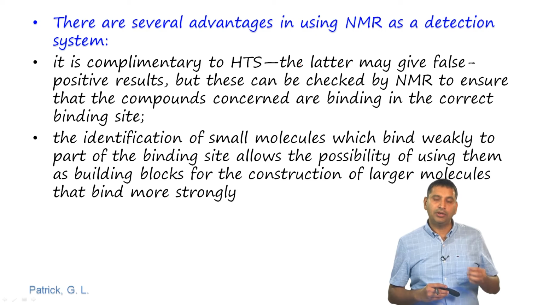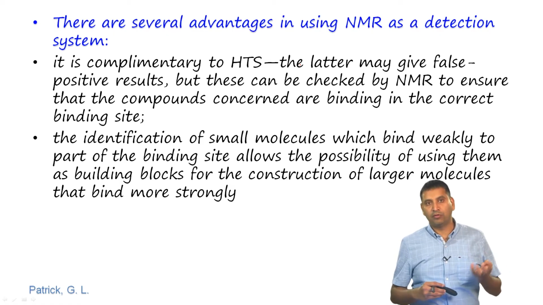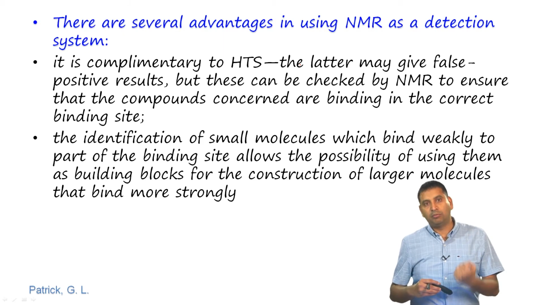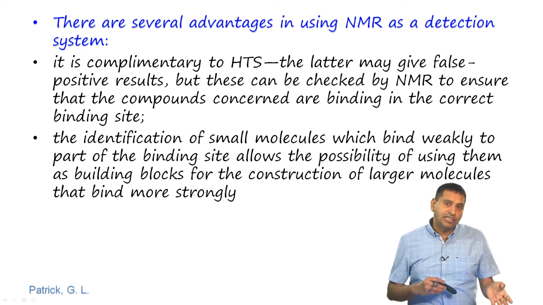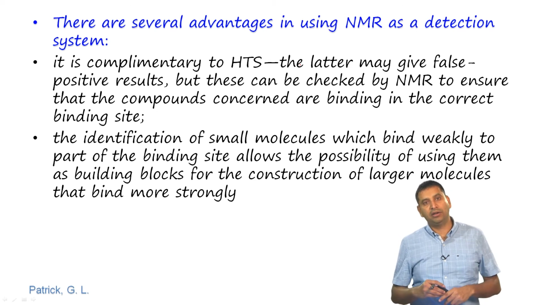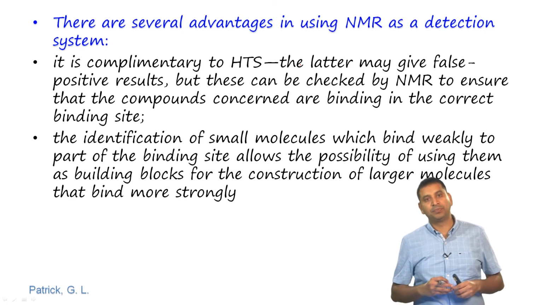So, what may happen is that when we are trying to do high throughput screening with, let's say, fluorescence or colorimetry as a readout, there are a number of false positive signals that can result. A false positive is nothing but a signal that is not due to binding, but is due to some other effect. And so, these false positive results can actually be checked by NMR to ensure that the compounds concerned are actually binding in the correct binding site.